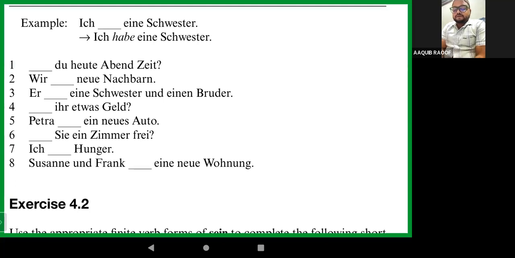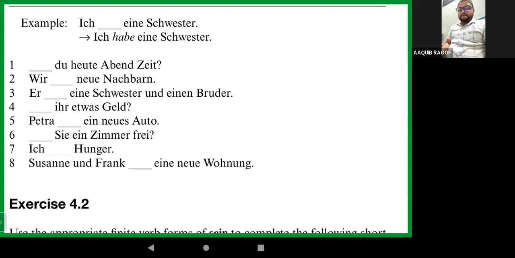Er, eine Schwester und einen Bruder. What do we use here? Er, he. Hat eine Schwester und einen Bruder. He has one sister and one brother. He has. Now, dash es Geld. It is a question. Just asking, do you have some money? Seid, hast. Hast du Geld?